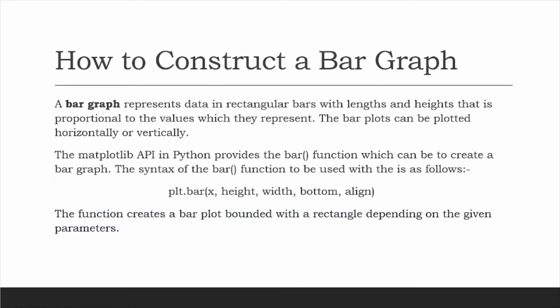The Matplotlib API in Python provides the bar function, which can be used to create a bar graph. The syntax of the bar function to be used is given: plt.bar(x, height, width, bottom, align). The function creates a bar plot bounded with a rectangle depending on the given parameters. Now let us see an example.